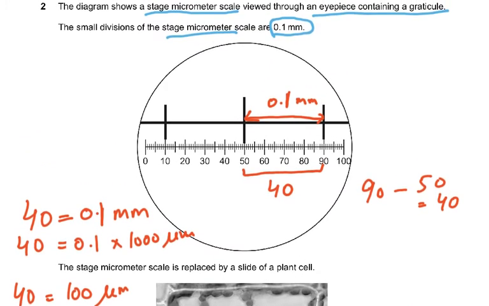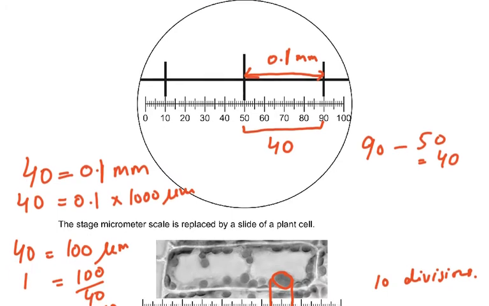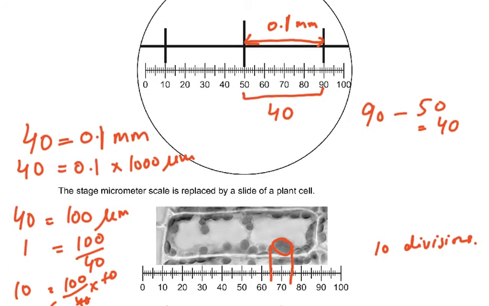And that is the one which always has some units to it. The eyepiece graticule has no units to it. Never, ever has it any units to it. So now 0.1 is equal to 40. So we do a simple calculation. We do the unitary method. 40 is equal to 0.1 millimeter. Then you convert millimeter into micrometer. So 0.1 into 1000 becomes micrometer, which becomes 40 is equal to 100 micrometer. So 1 is equal to 100 over 40.